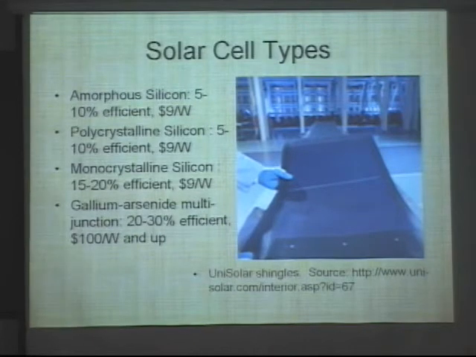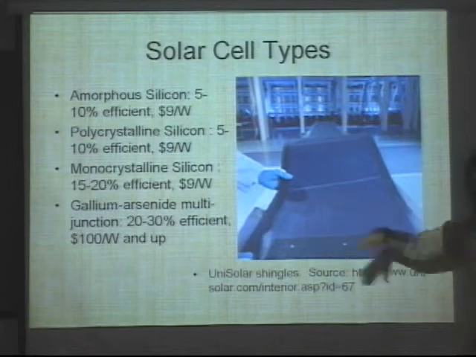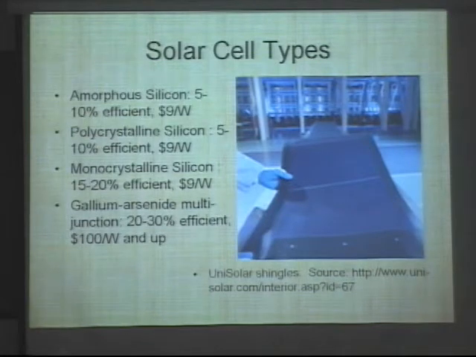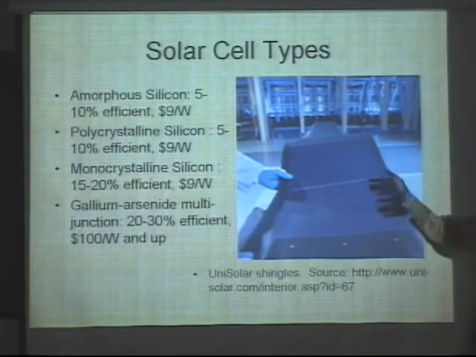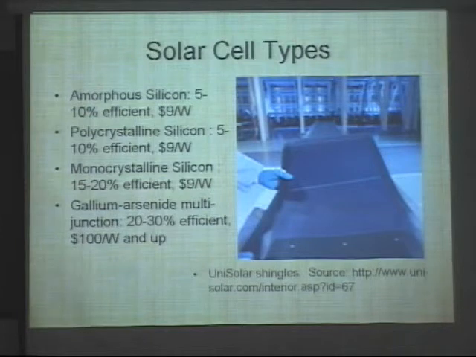Polycrystalline silicon is pretty common these days in things like traffic signs, the blinky signs on the highway down here with the panel on top. They look like they're broken. If you look at the surface, it looks like it's all cracked. And that's because instead of being one uniform crystal, it's many small pieces of crystal that are out of alignment. The edges of the crystal form a place that's inefficient. So they are in the same range as amorphous cells.